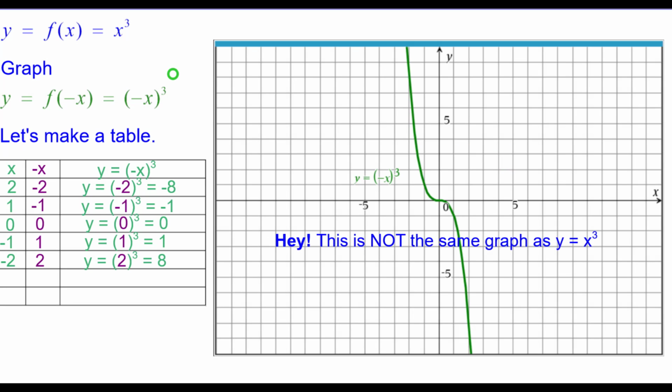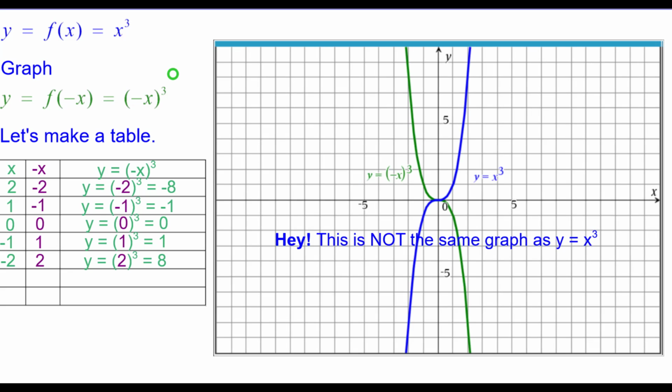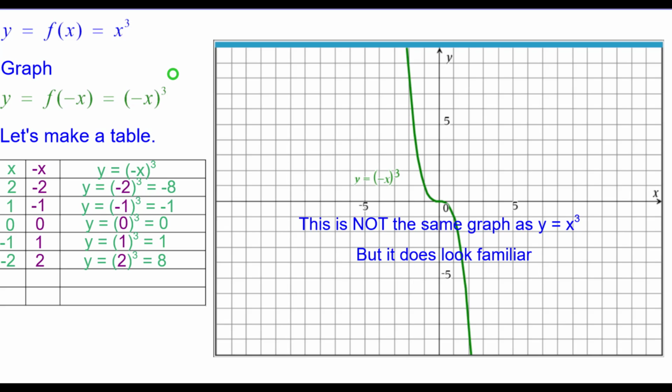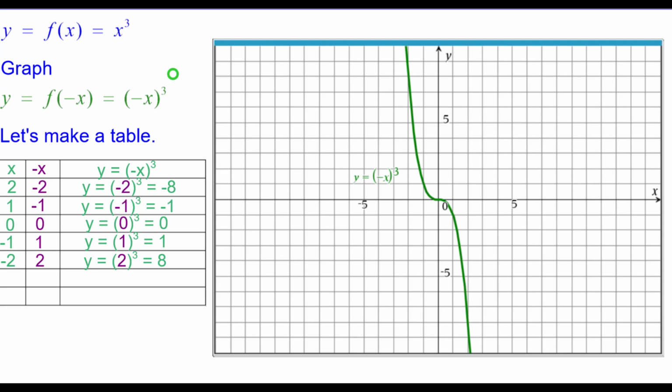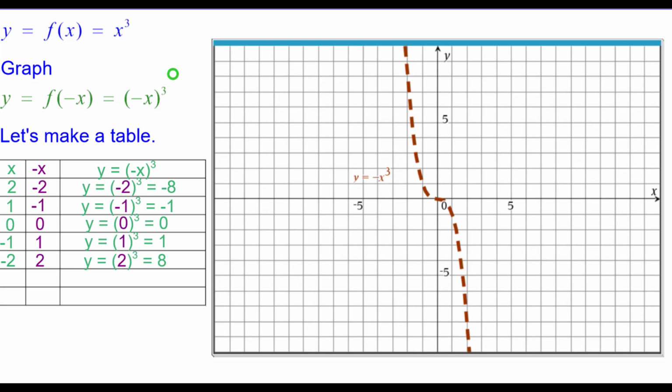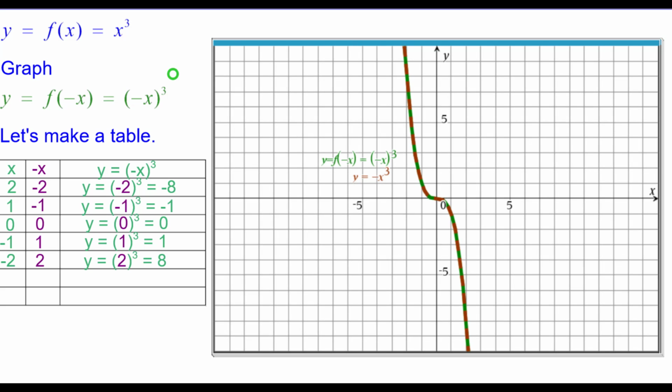Hey, this is not the same graph as y equals x cubed. The graph of y equals x cubed looks like this. However, it does look familiar. Remember what that looks like? Here's a graph of y equals the opposite of x cubed in a brown dashed graph. Y equals the opposite of x cubed. And you can see that those are identical.